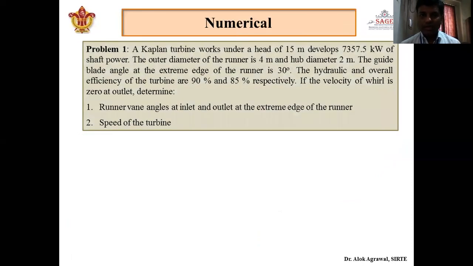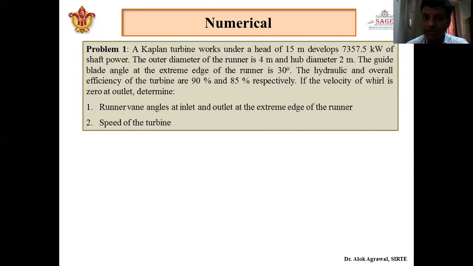It is given that a Kaplan turbine works under a head of 15 meters. So head is given. It develops 7357.5 kilowatt of shaft power. Shaft power is given. The outer diameter of the runner is 4 meters, that is D0 is given. The hub diameter is 2 meters, that is Db is given. The guide blade angle at the extreme edge of the runner is 30 degrees.